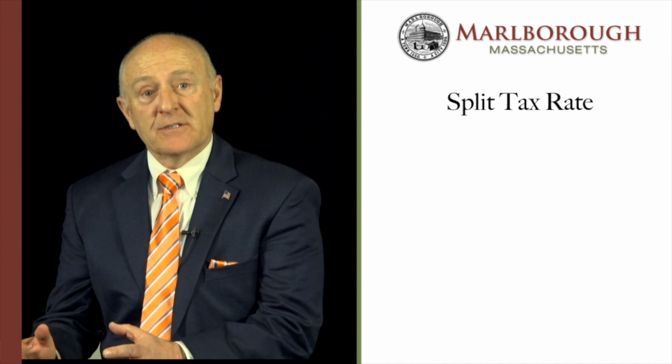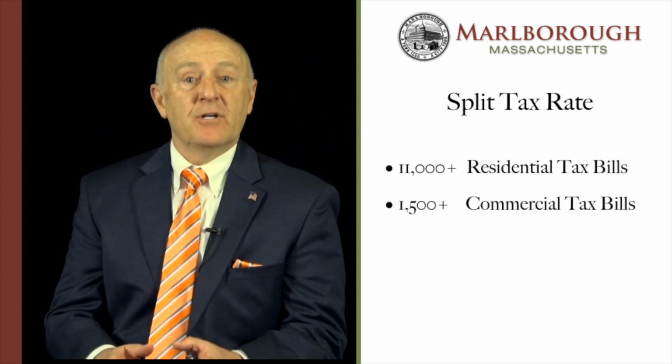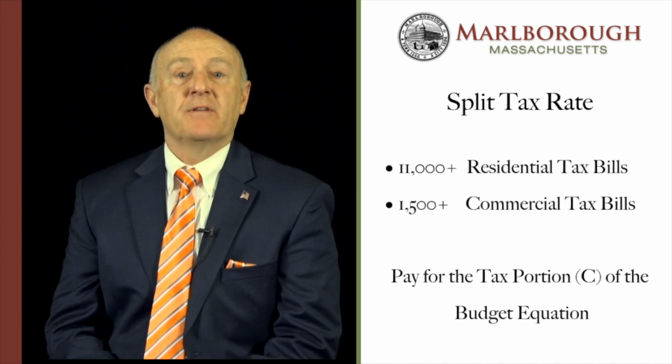Marlboro has a split tax rate, where the 11,000 plus residential tax bills plus the 1,500 commercial tax bills pay for the tax portion of the equation. The City Council decides on the split, or how much of the tax burden is paid by the residents and how much is paid for by the commercial folks. Once the tax rate is approved, the tax bills are mailed to the taxpayers for collection in January and then quarterly throughout the year.